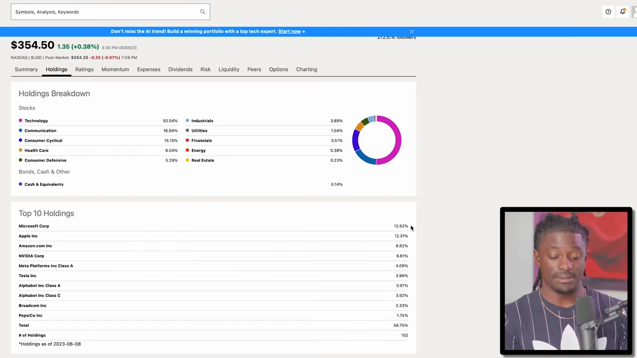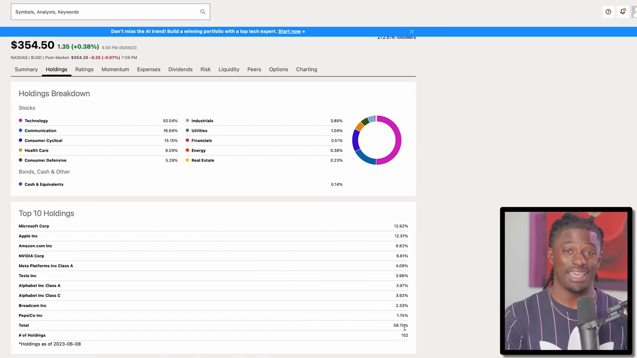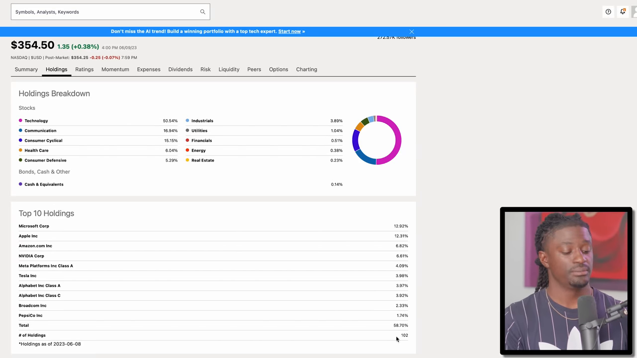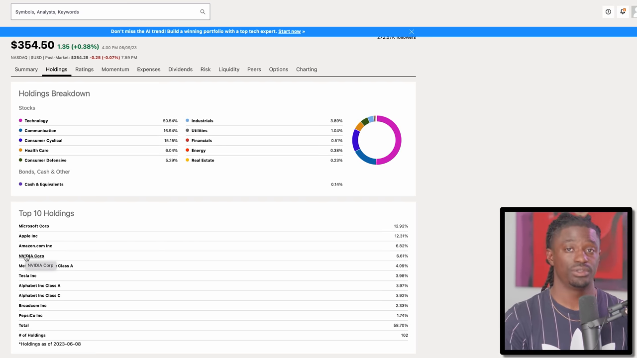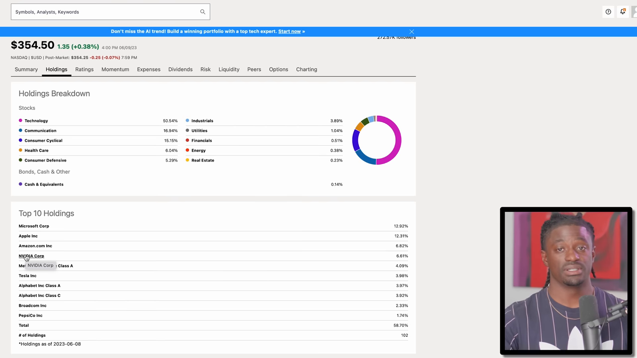So in fact, the top 10 holdings in here make up 58% of their portfolio. And the majority of these companies are technology companies, which was why I decided to pick QQQ to invest into. But do your own research. Just don't go in and buy QQQ because I'm buying QQQ. It might not be the play for you. In fact, it could be overvalued for you right now.